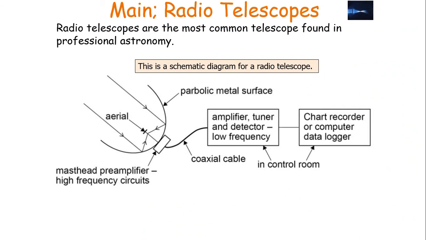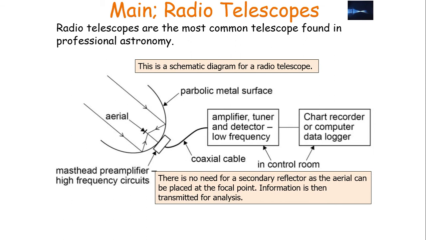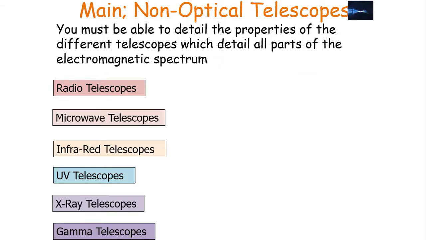So here's just a schematic diagram for a radio telescope. Now, just to note, the design of a single dish radio telescope is very similar to that of a reflecting optical telescope. The parabolic metal surface or reflecting dish reflects the radio waves to an aerial without any spherical aberration. There is no need for a secondary reflector, as the aerial can be placed at the focal point and the information is then transmitted for analysis. Now, a preamplifier amplifies the weak radio signals without adding too much noise to the signal as well.